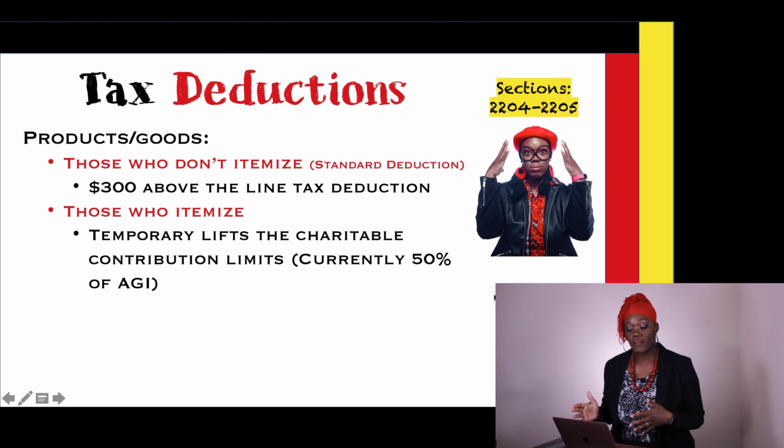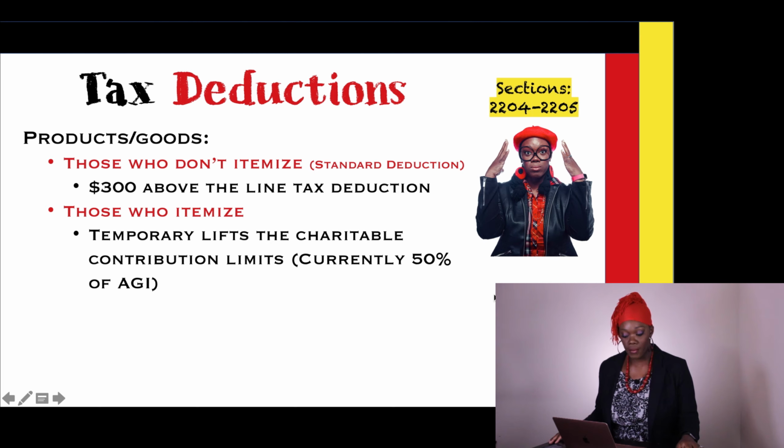But if you do itemize, then they have temporarily lifted the charitable contribution limits, which is currently set at 50% of AGI. I am not a tax person, so I'm going to leave that right there. Like I said, the sections are listed for you if you want to go check those out. All right, so the next topic is student loans.